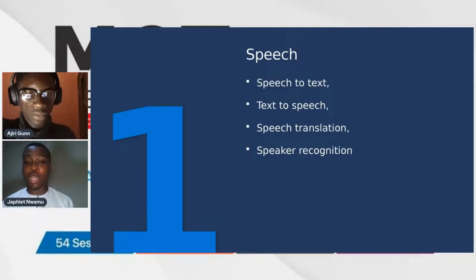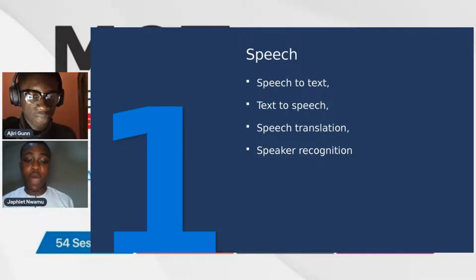Then we have speech translation, which helps you in real time to translate the things that are being said into another language. For example, I'm speaking in English. It's possible to translate what I'm saying in English to another language in real time. And then you have speaker recognition, which gives you the ability to identify and verify the people in a particular audience. For example, with me and Ajiri speaking, it's possible to recognize from our speech, based on our voices, that Jaflet is speaking now or Ajiri is speaking now.